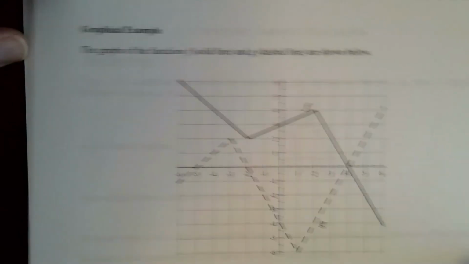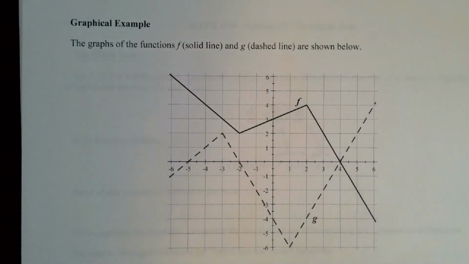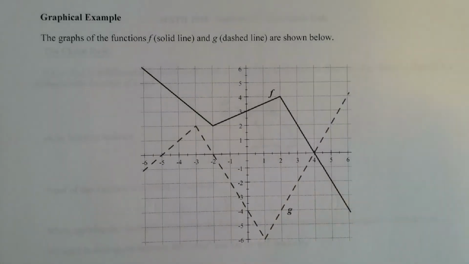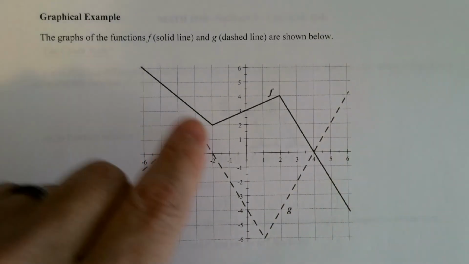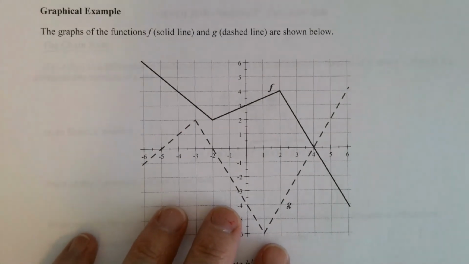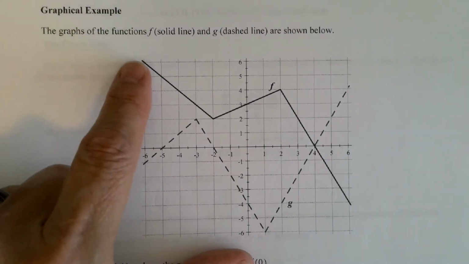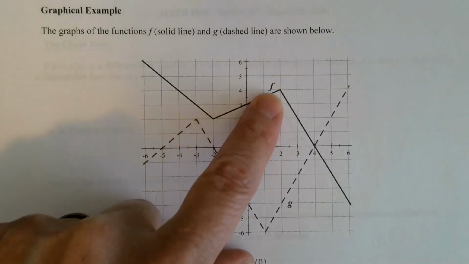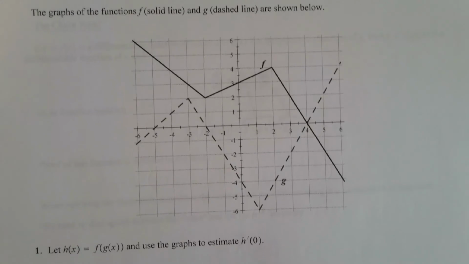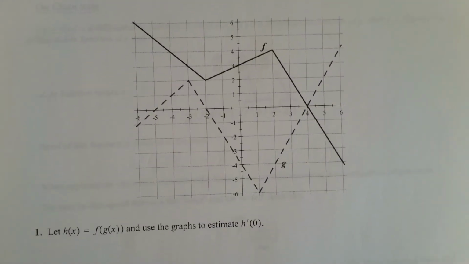Okay. I want to switch gears a little bit now that we've talked about compositions and the chain rule, and just graphically see if we can figure things out. We've done some of these before. Here I have the graphs of 2 functions. f is the solid line and g is the dashed line. They're basically piecewise defined functions. I'm not asking you to come up with formulas for them, which would basically be linear functions for each of their portions. It's not what I want you to do. I just want you to use these graphs to estimate the following.